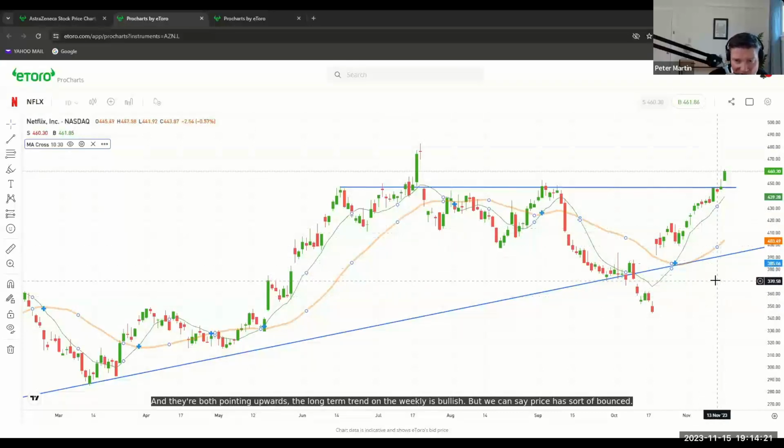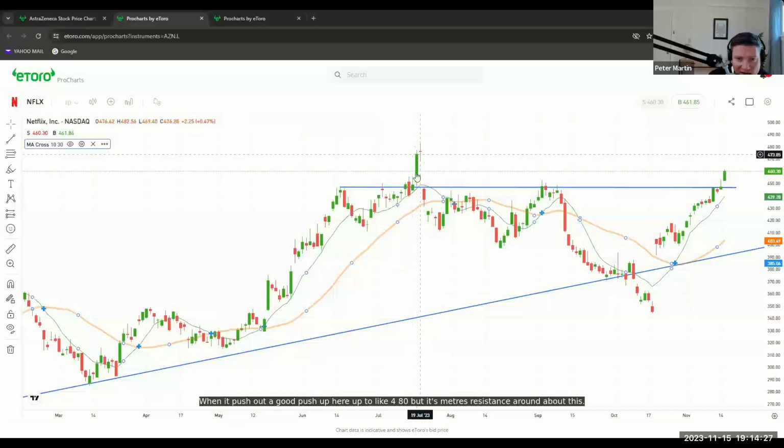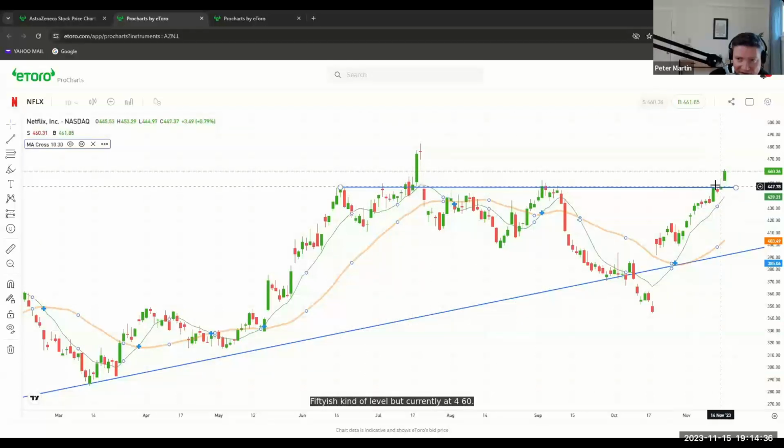So the moving average cross is giving us this bullish signal, and they're both pointing upwards. The long-term trend on the weekly is bullish. But we can see price has sort of bounced. It had a good push up here to like 480, but it's met resistance around about this 450-ish level. But currently at 460.